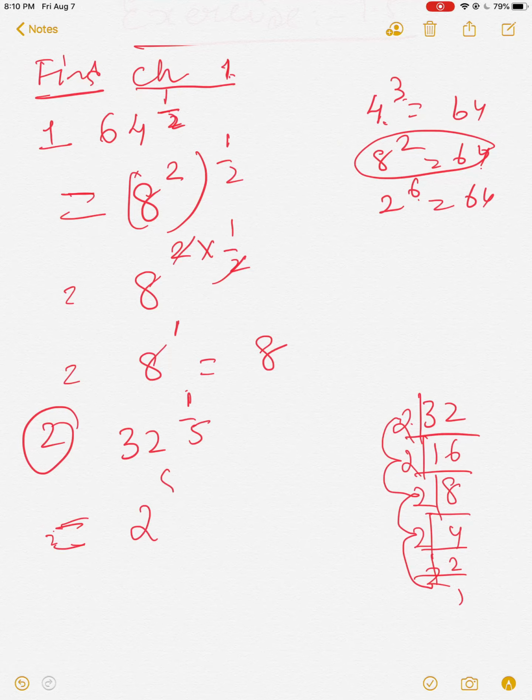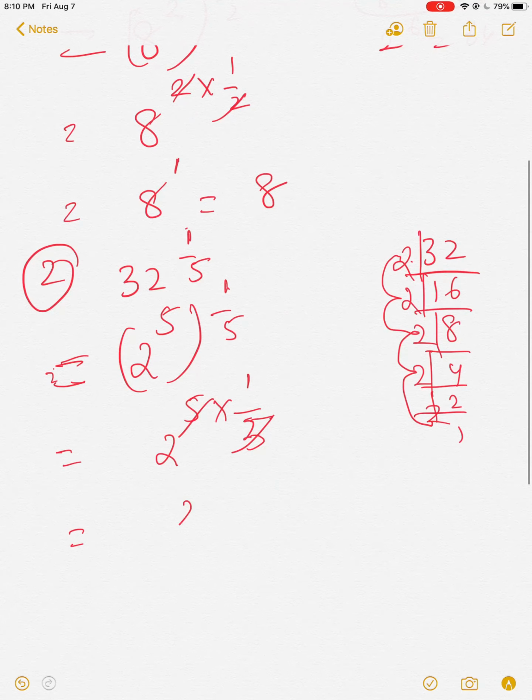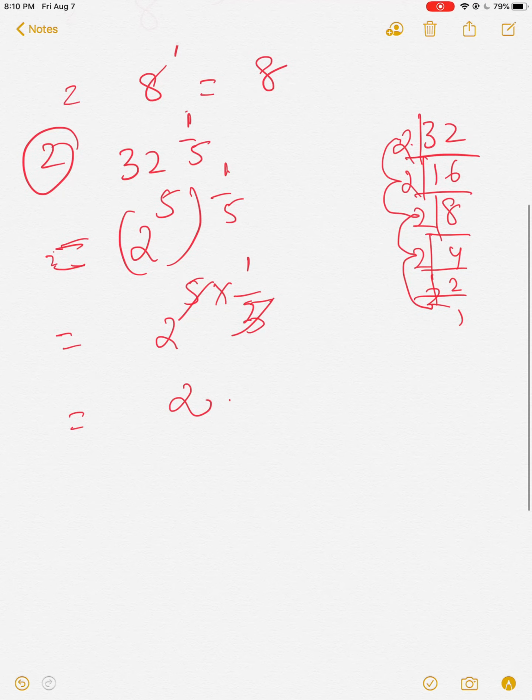So 5 will be cancelled. I will be taking 2 raised to power 5, 1 upon 5. Okay, 2 raised to power 5 into 1 upon 5, 5 will be cancelled. Your answer is 2.